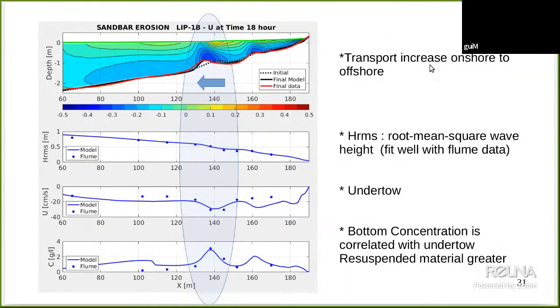In more detail, we can see here a comparison with flume data. It fits well with the root mean square wave height here in this experiment. And finally, we see that it fits well with the erosion theory of Dean, because you have more bottom concentration here, and also the model fits well, and is anti-correlated with the undertow.